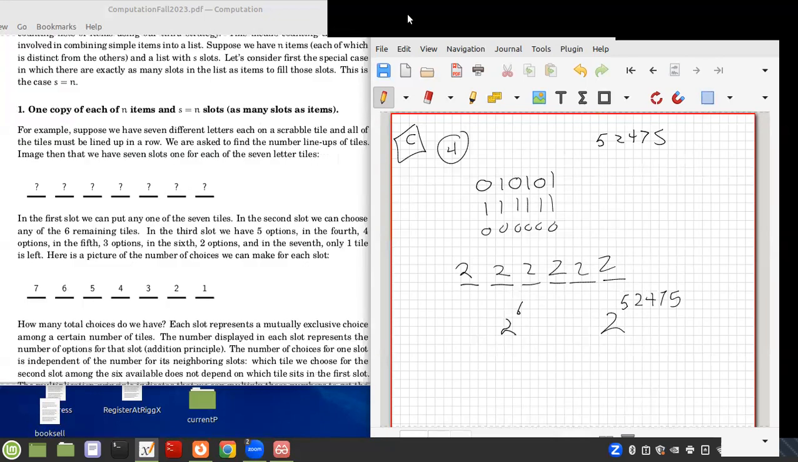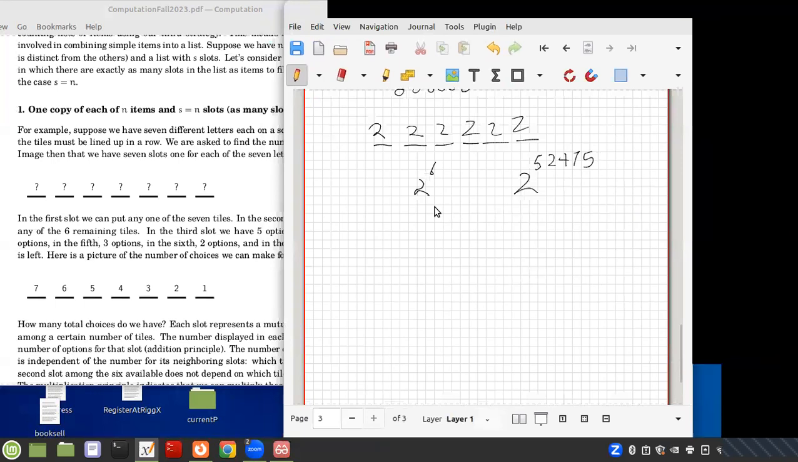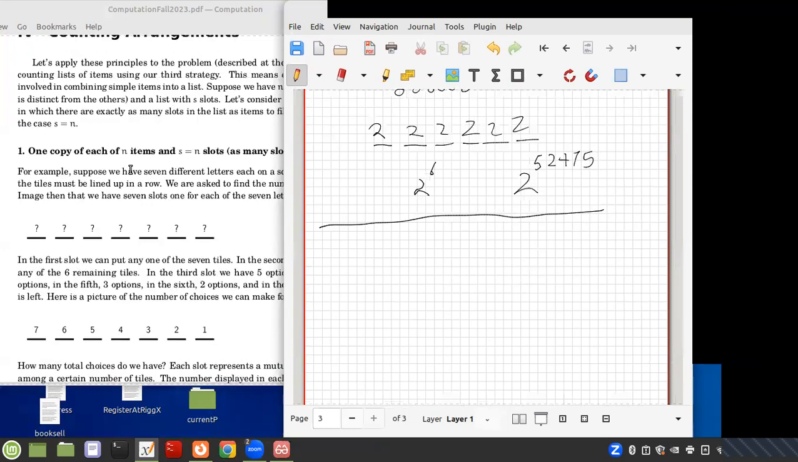Those are the general principles. Now we have a set of formulas that we're going to use to count sequences of objects, also called arrangements, sometimes permutations, so I'll call them arrangements. Problem 1, or category 1, or type 1, is that we're going to have 1 copy each of n items. So we have n items, but only 1 copy each, like n numbers or n Scrabble tiles, and we have s equals n slots.